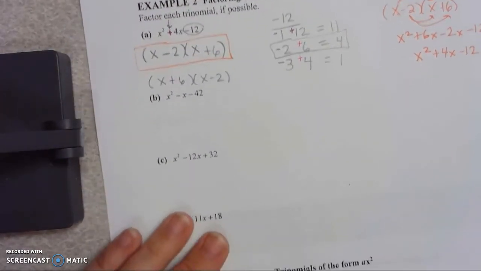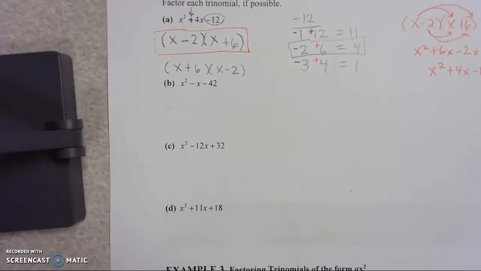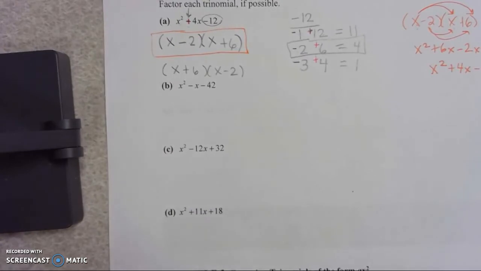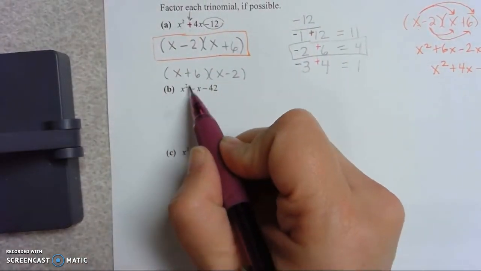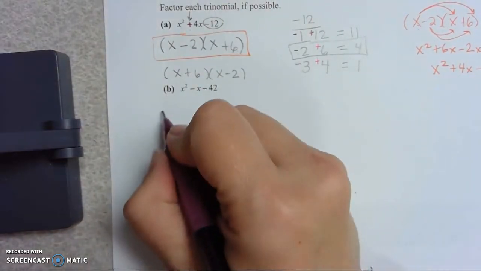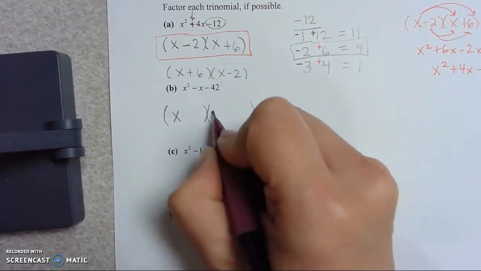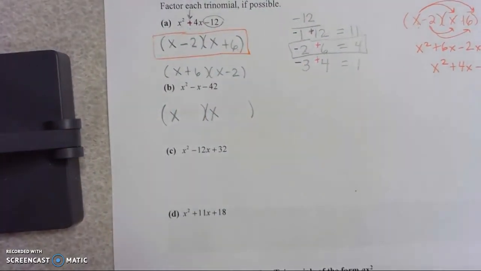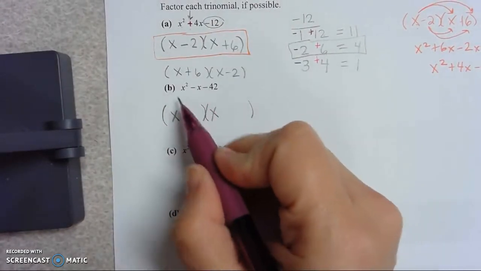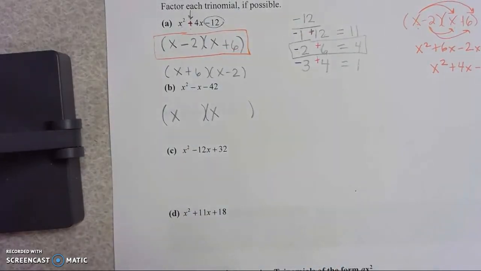Alright, let's try that again with these examples. We have x squared minus x minus 42. I look to that first term, it's just an x squared. I know from my experience and knowledge that to get x squared, I'm going to say x times x. I know the first term comes from the first two terms in my factors. I can go ahead and drop those in.